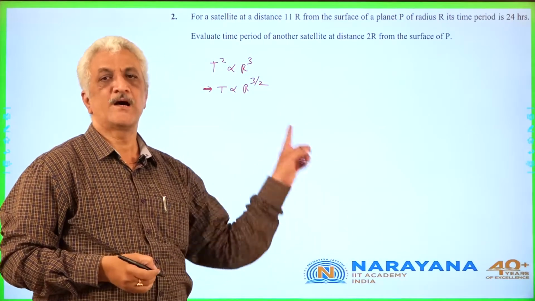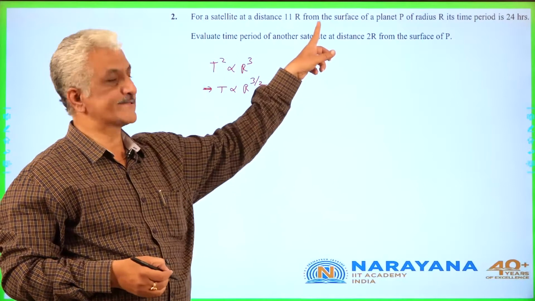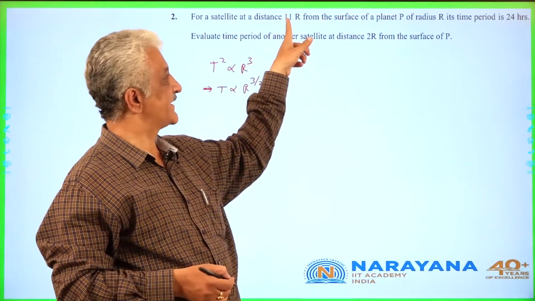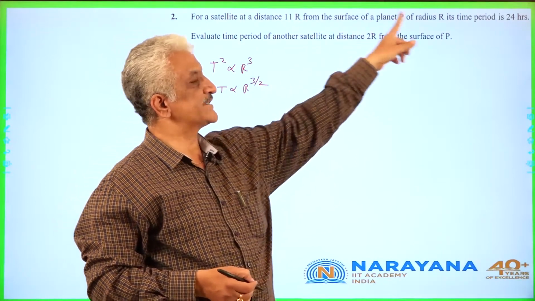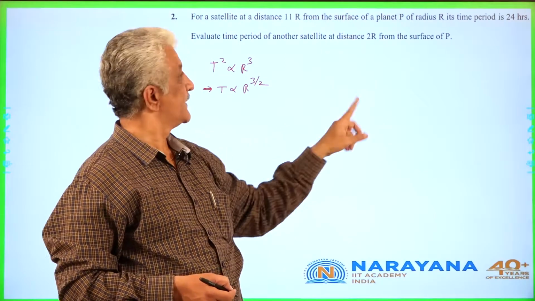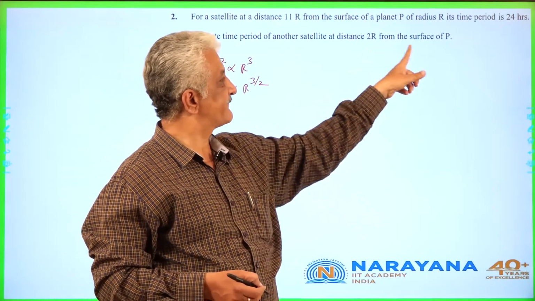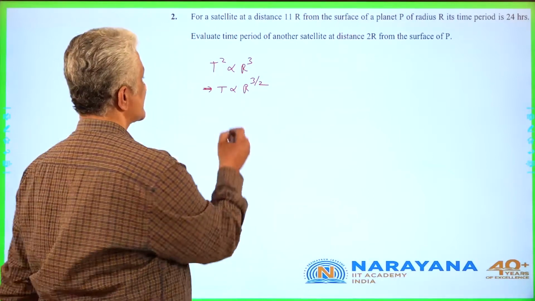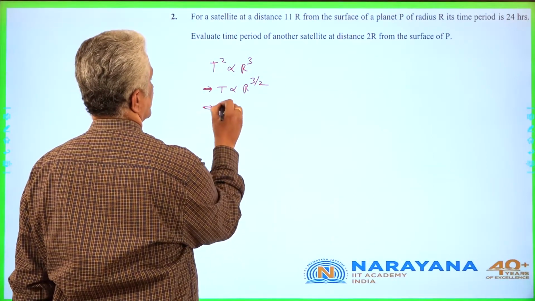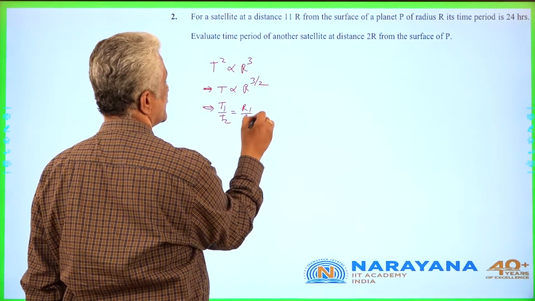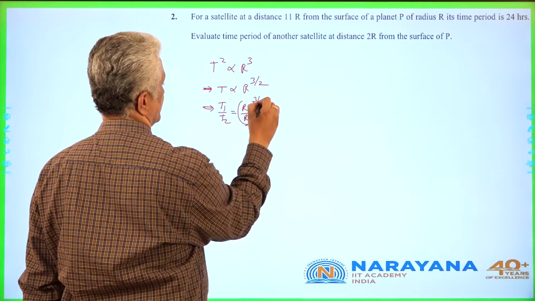But R is the distance not from the surface, but from the center. As the distance from the surface is 11r, from the center it is 11r plus r, 12r. Whereas for the second one, the distance from the surface is 2r, so from the center it is 3r. Then if you take the ratio, T1 by T2 will be R1 by R2 whole power 3 by 2.